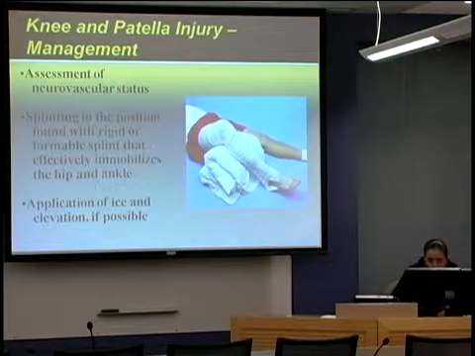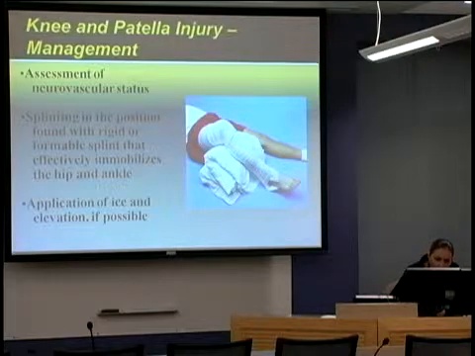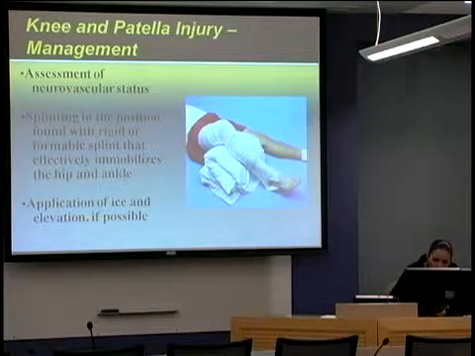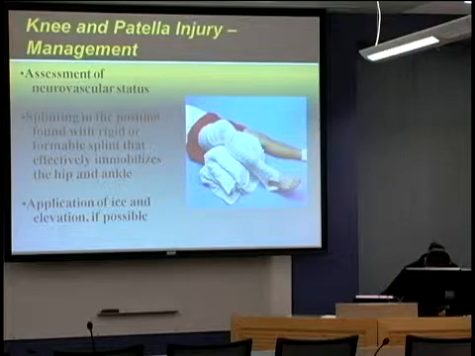Management of these injuries starts with a neurovascular status examination, splinting in the position found with a rigid or formable splint that effectively immobilizes the hip and ankle, and application of ice and elevation to reduce further swelling.